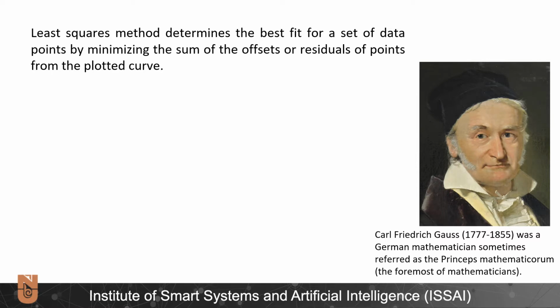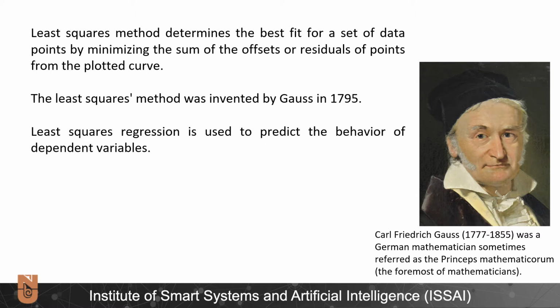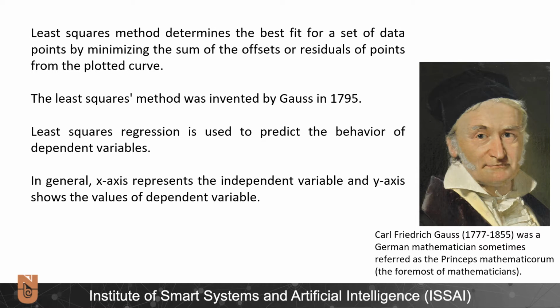Least Squares method determines the best fit for a set of data points by minimizing the sum of the offsets or residuals of points from the plotted curve. The method was invented by German mathematician Gauss in 1795. Least Squares Regression is used to predict the behavior of dependent variables. In general, x-axis represents the independent variable and y-axis shows the values of dependent variable.